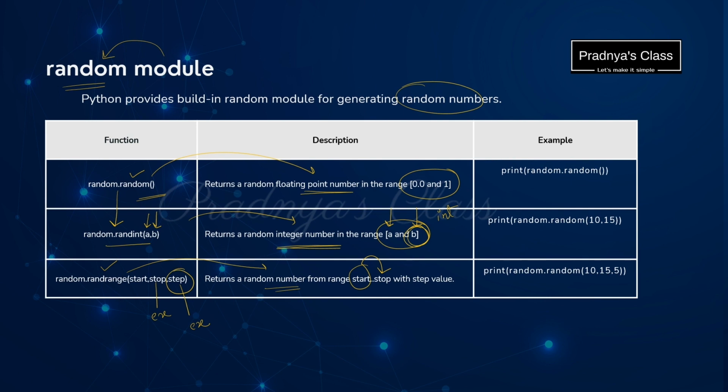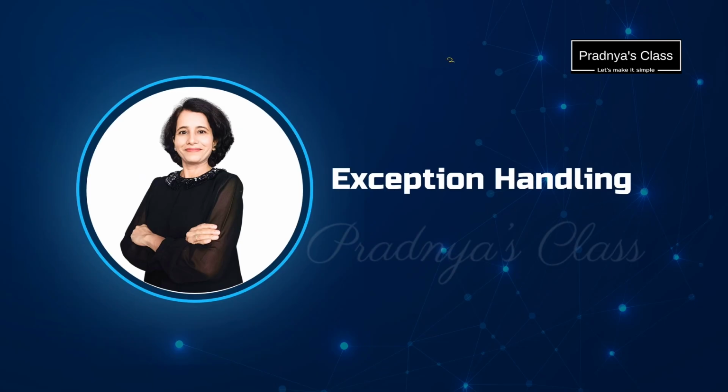That was all about the 3 modules. In this way we got an idea of 3 modules: the math module, the statistics module and the random module. Now we will be going through the topic exception handling.